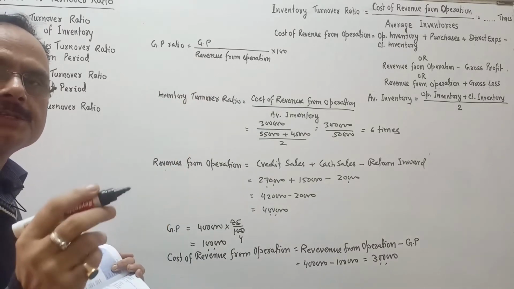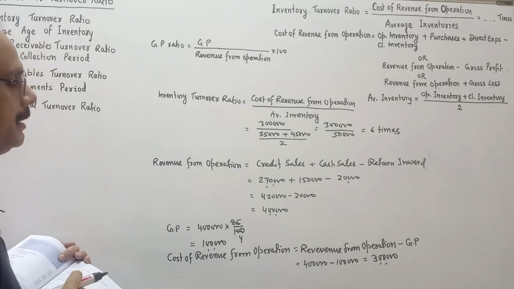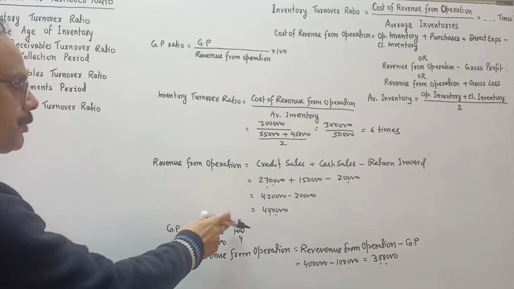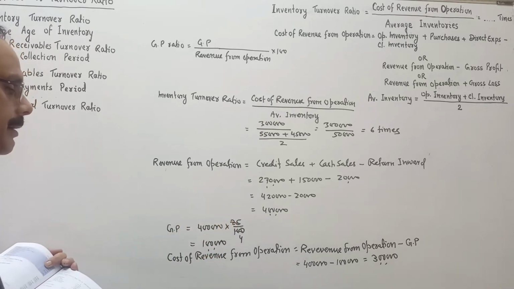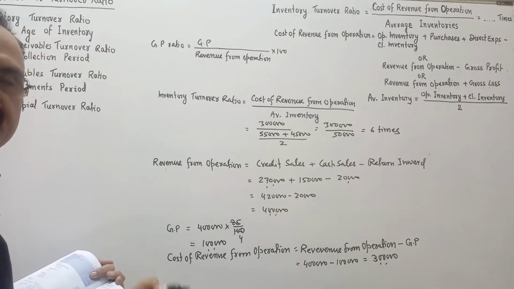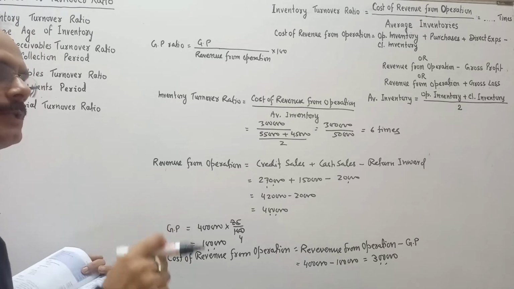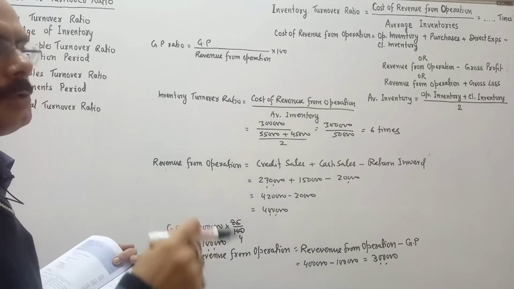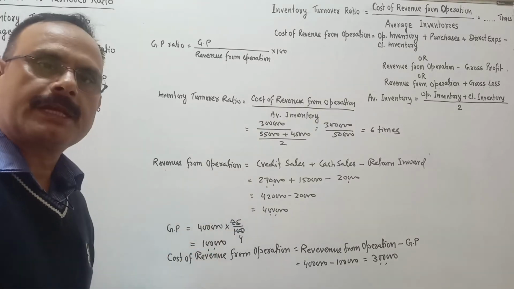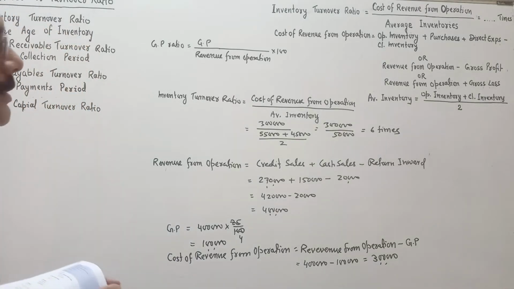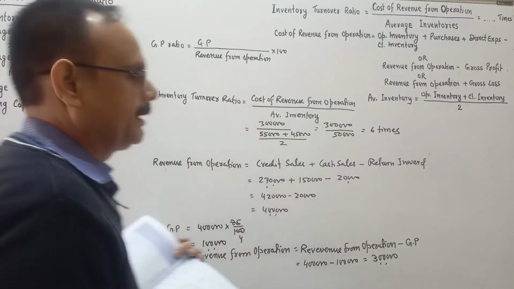25% of sales. Whenever we say the gross profit ratio, it is GP upon revenue from operation into 100. Revenue from operation is your net sales. So it is indicated in terms of sales. So sales is 4 lakhs. So 25% of revenue from operation indicates your gross profit. So when you know the gross profit and you know the revenue from operation, deduct the gross profit from the revenue from operation, you will get the cost of revenue from operation, and then we apply over here.